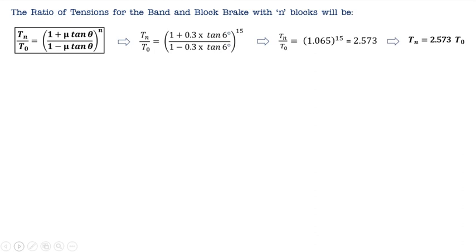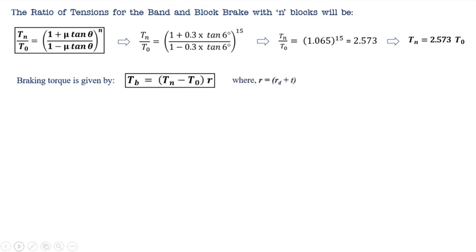Further, braking torque is given by Tb is equal to (Tn minus T0) into R, where R is equal to Rd plus t. That is, R is equal to 0.34, our radius of drum, plus the thickness of the block, 0.06 meters. So R will be equal to 0.4 meters.